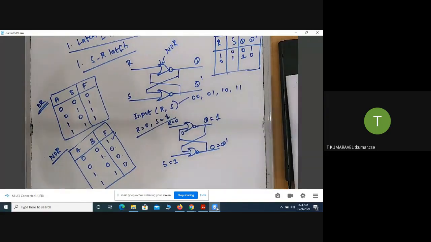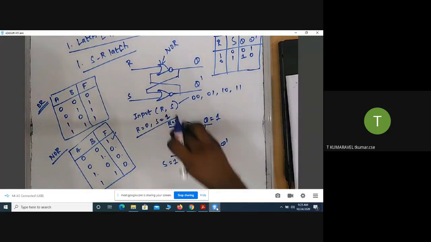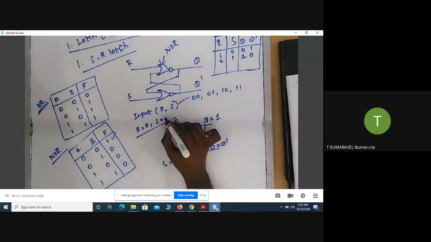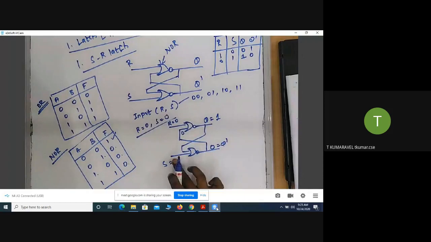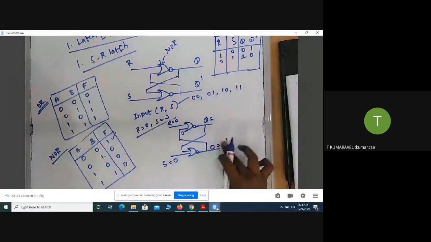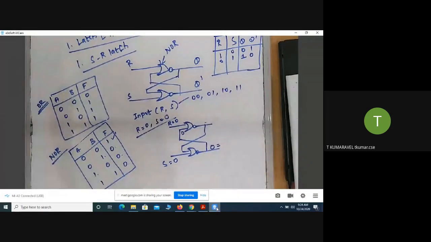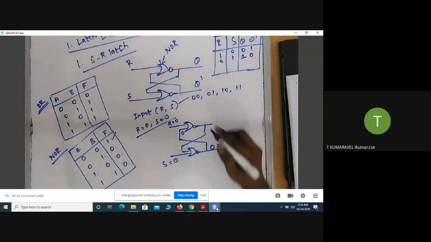Okay, so next I will take another input. Another input combination is R equal to 0 and S equal to 0. R equal to 0 and S equal to 0. I will try to predict the output.